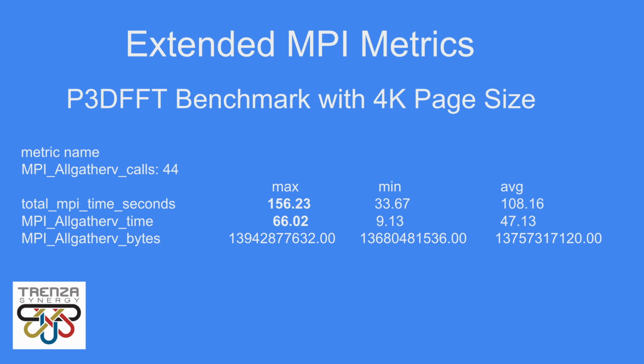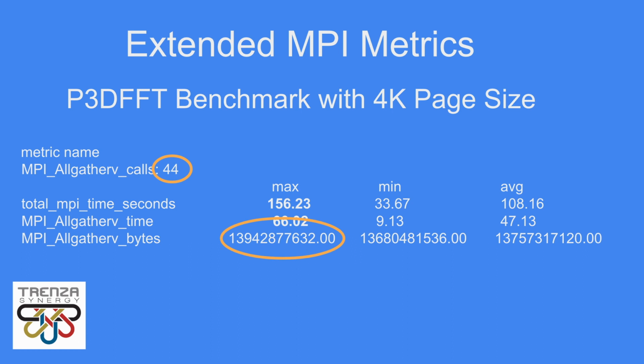Here are some of the results from the P3DFFT benchmark when it was built with the default page size of 4K. From the Survey results, we can see the dominant MPI call is MPI_Allgatherv. There were 44 calls and a total of about 14 gigabytes, which makes this application very communication heavy.